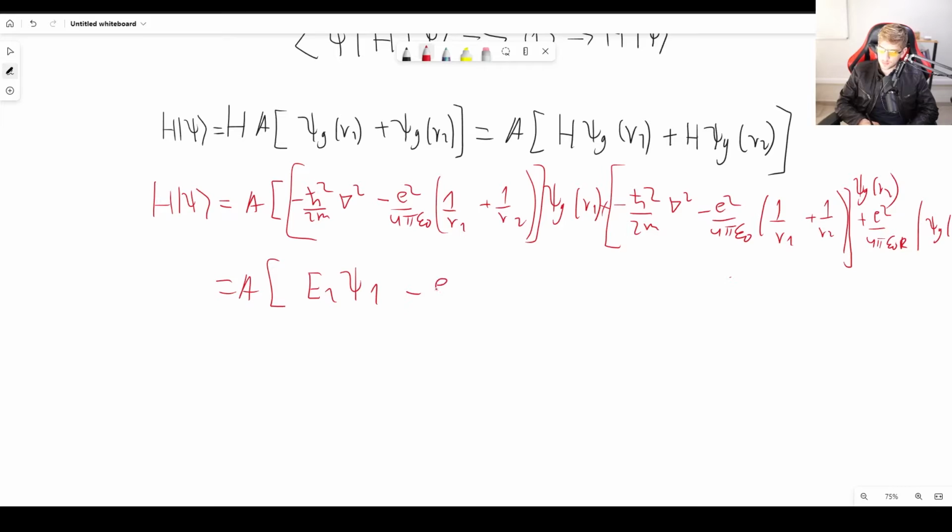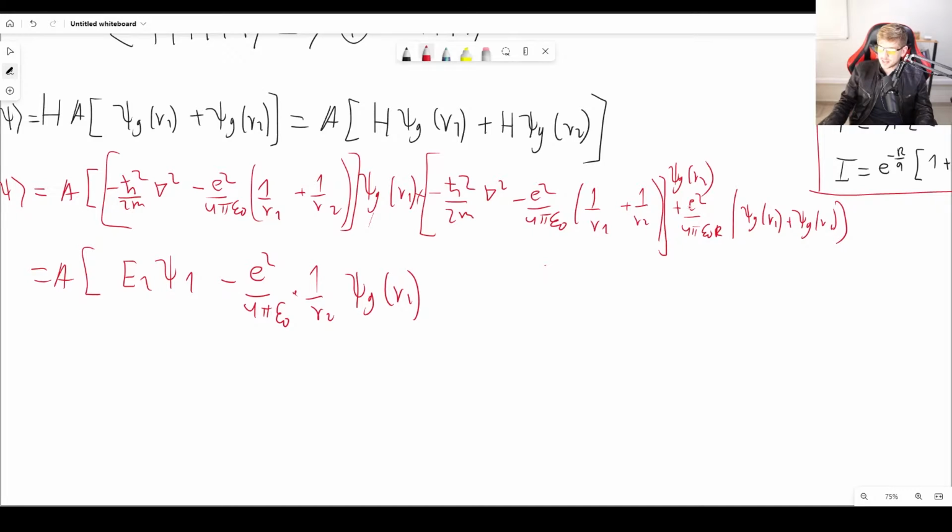However, we haven't dealt with everything. We still have this minus e squared over 4 pi epsilon 0, actually, I'll write it separately, so 1 over r2 times psi g of r1. So we still haven't dealt with this. Now, the exact same thing applies for the second one. So this will also be plus E1 of psi 2. Actually, instead of psi 2 and psi 1, I'm going to stick to the notation psi g of r1 and psi g of r2.